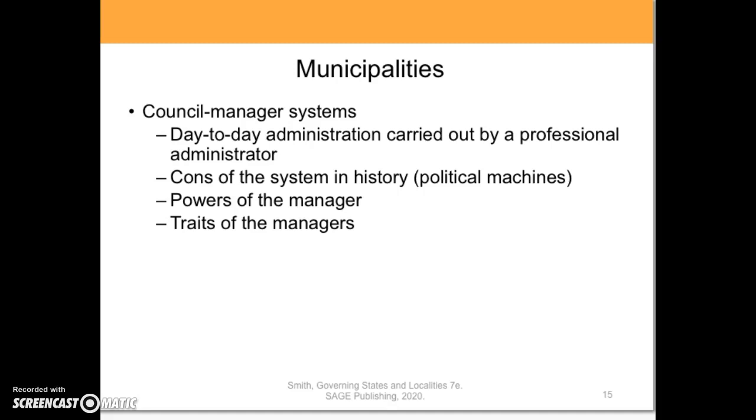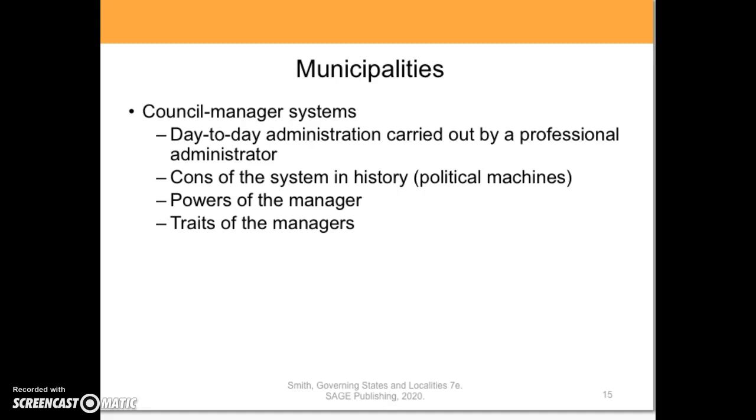Okay, under the manager or the council-manager system, the city manager is empowered to hire and fire all city employees, set pay scales, prepare an annual budget that is approved by elected officials and implemented by staff, and make policy recommendations. All right. So the city manager works for the city council.